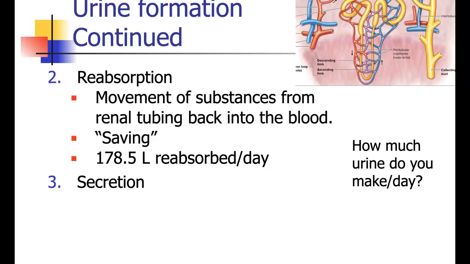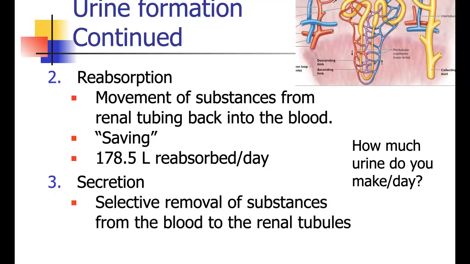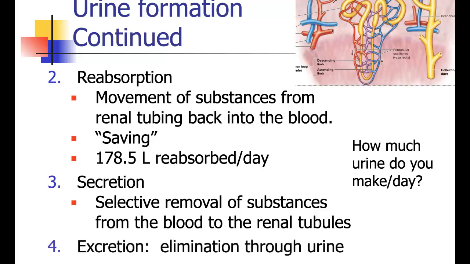So the third process, secretion, is selective removal of substances from the blood to the renal tubules. If you want to dump stuff out, you can get rid of things in the urine, but this requires your body to recognize what you need and how to get rid of those substances. So it's really only a very specific number of molecules that you can do this with. And excretion is elimination through urine.